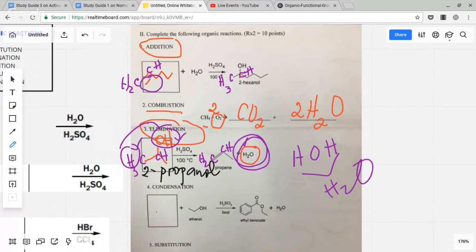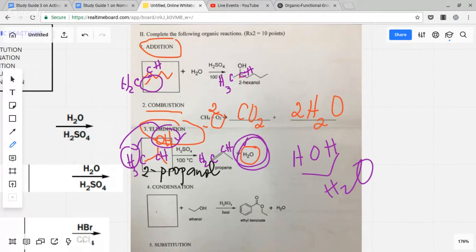So every time you eliminate water, you can predict it by always having an alcohol or OH functional group in your reactants. Always. I hope that's clear.